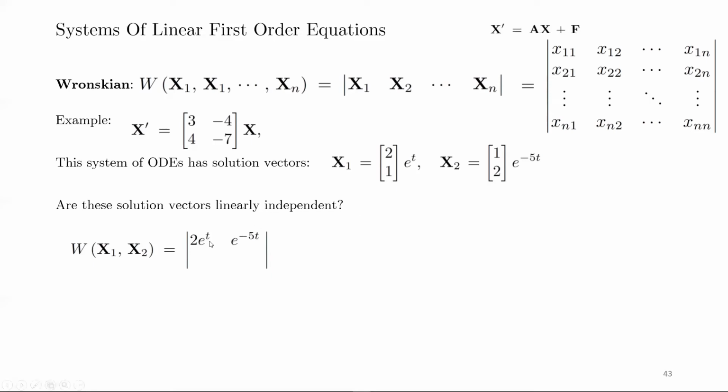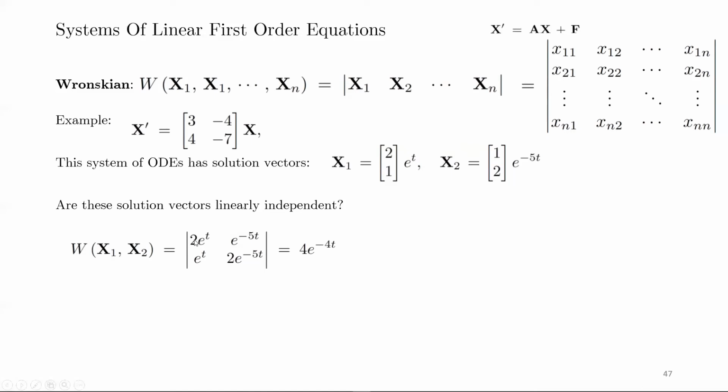So the first row in this Wronskian matrix refers to the first entry in x1 and the first entry in x2. So 2e to the t, and e to the -5t, or 1 times e to the -5t. And similarly, the second row in the Wronskian matrix represents the second entry in x1 and the second entry in x2. Okay, so now I can form this matrix here and take its determinant and show that that is not equal to 0.